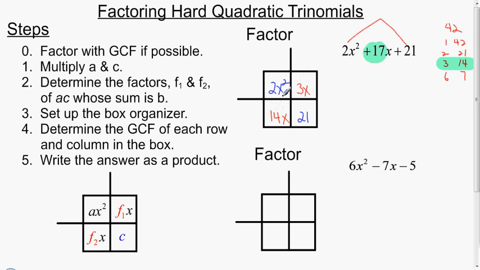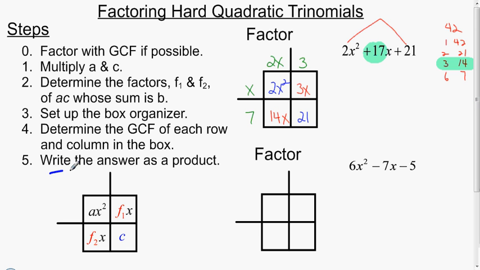It really doesn't matter. Now I'm going to determine the GCF of each row and column in the box. Okay, I have to have my GCF skills readily in place. So what's the GCF of 2x squared and 3x? That is going to be x. And what's the GCF of 14x and 21? That is going to be 7. Now, going up the columns, what's the GCF of 2x squared and 14x? That will be 2x. And what is the GCF of 3x and 21? That will be 3.